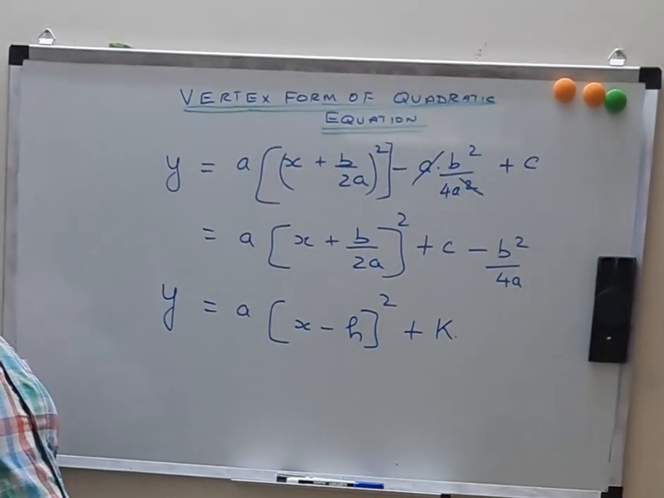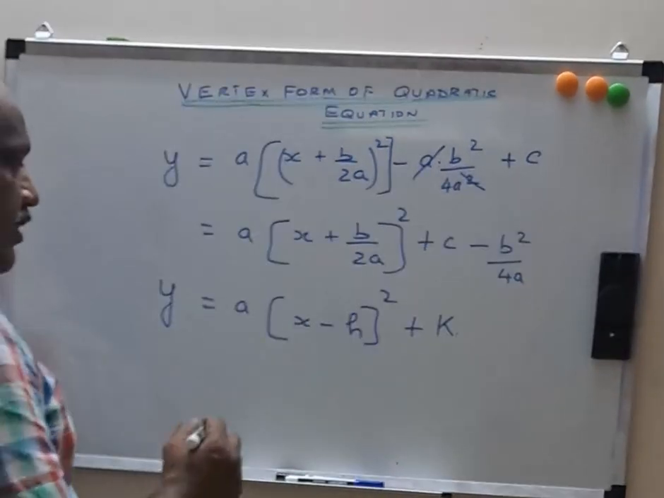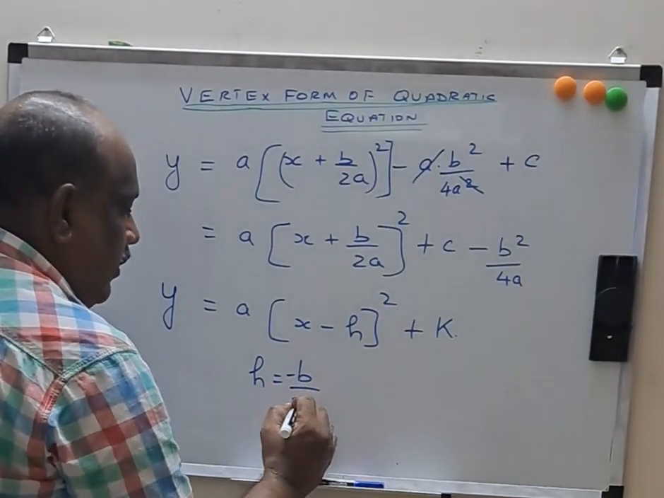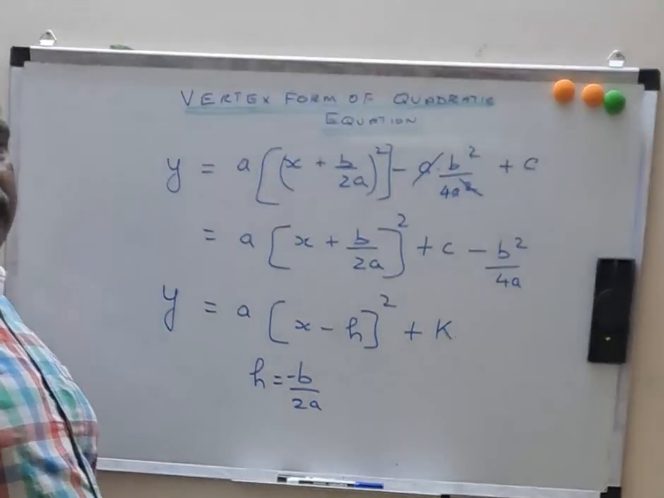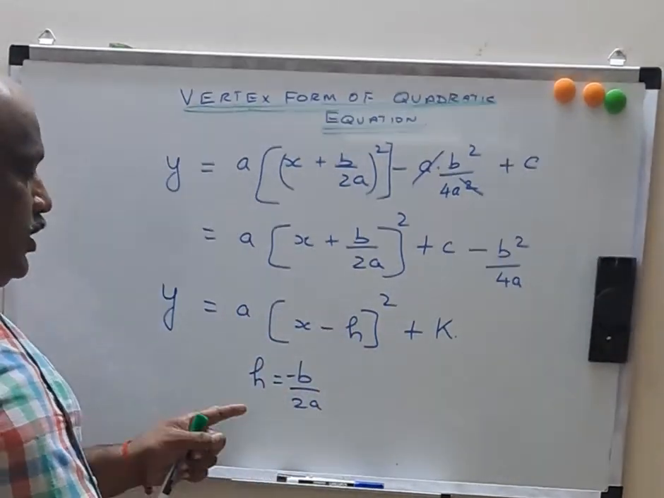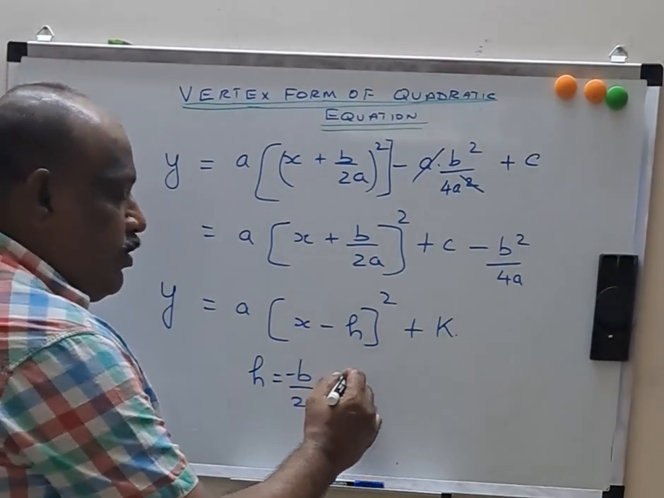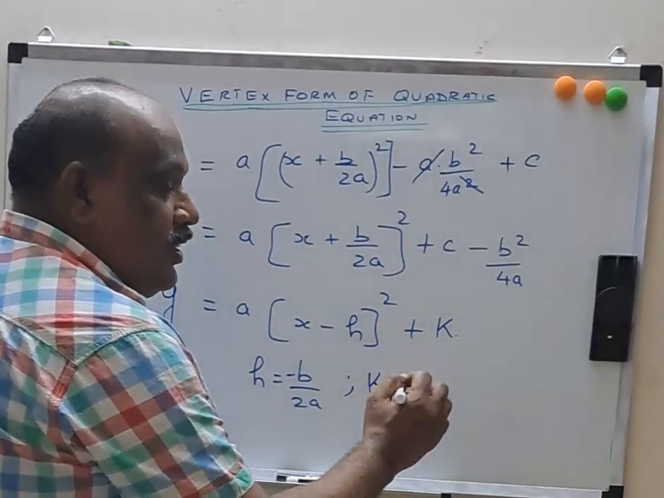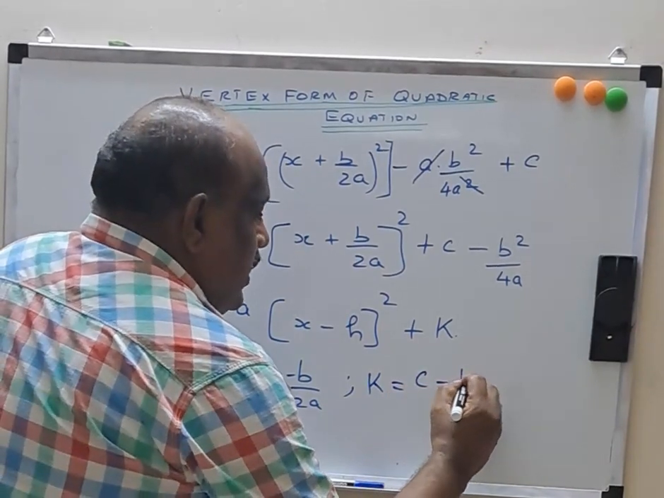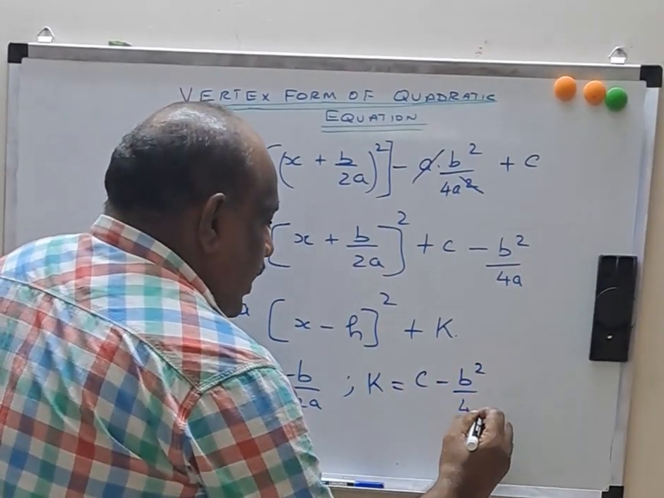Then you will not be happy. What person has written like this? Where h equal to minus b by 2a. Where h equal to what? Minus b by 2a. Instead of h you substitute as minus b by 2a. I will end up with this one. So h equal to minus b by 2a. What is now k? Anyone can tell what is the value of k? Yes, you are right. k will be equal to c minus b squared by 4a.